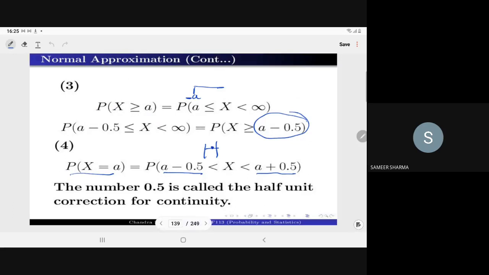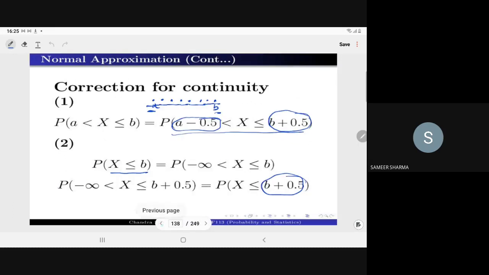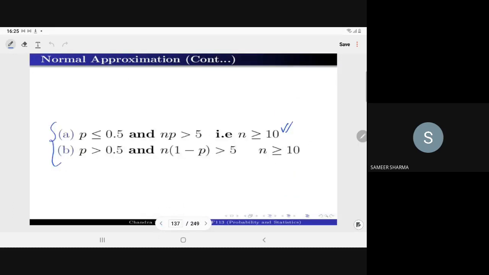Second condition is when p is greater than 0.5, then n times (1 minus p) should be greater than 5. In that case also n must be greater than 10. Up to n equal to 10 we have the table, right? For n equal to 10 we have the table. Up to n equal to 15, up to n equal to 20 we have the table. But for n equal to 100 we don't have the table in any book. So in that case you require the approximation.